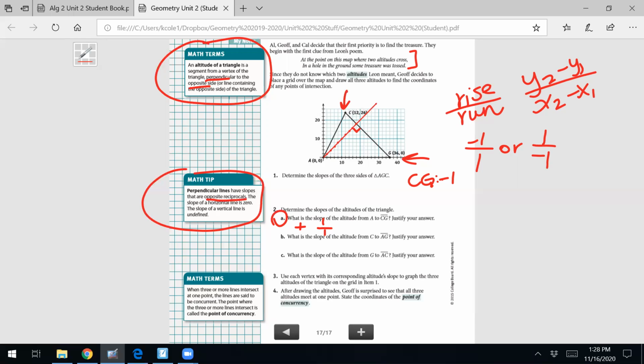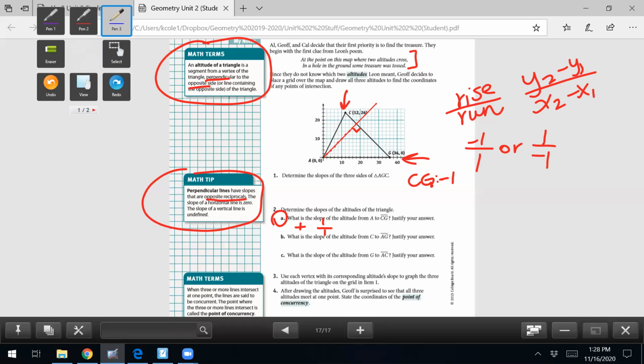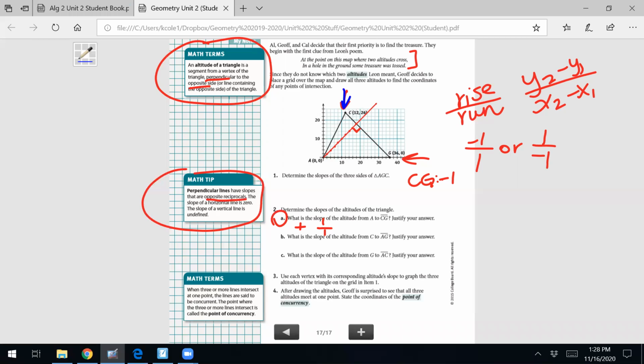Now let's do the altitude from C. Let's go from C and draw the altitude. So what slope do we need before we can draw this altitude? Good. We need the slope of AG. So how are we going to find the slope of AG? You can look at the rise or the run, but this one is just a flat line that is horizontal.